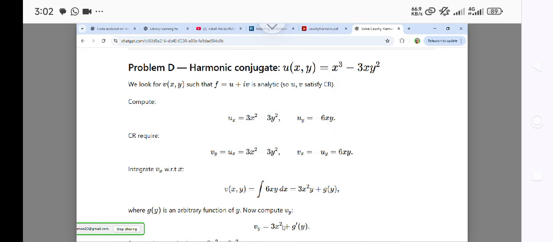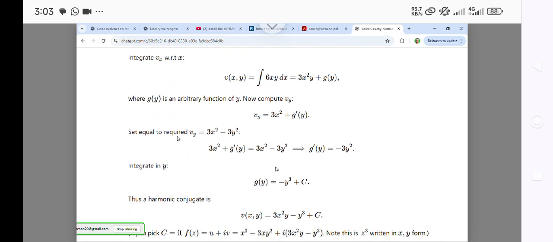You have 3x squared plus g of y, which is a function. You don't know what is inside the function, so you just call it g prime of y. You have differentiated it already. So you now have this equation and this other equation. This is v_y and this is also another v_y. We can equate them together, and when you compare them, you see that g prime of y is equal to minus 3y squared. But we have to show working.